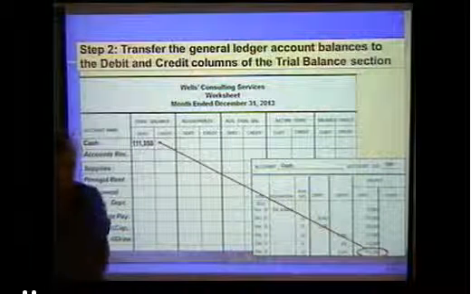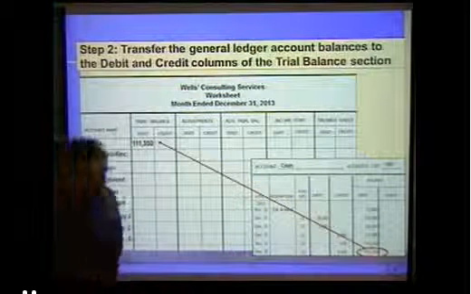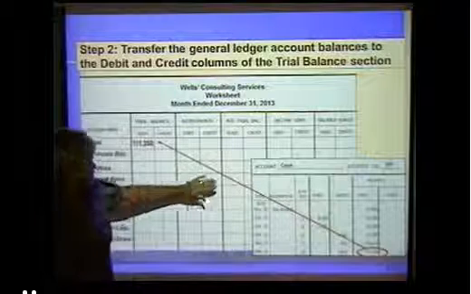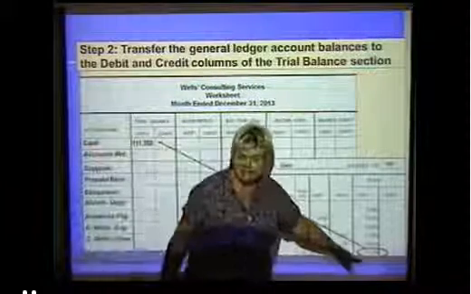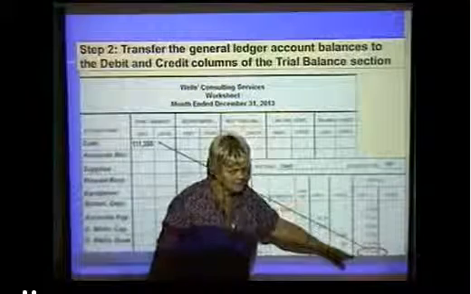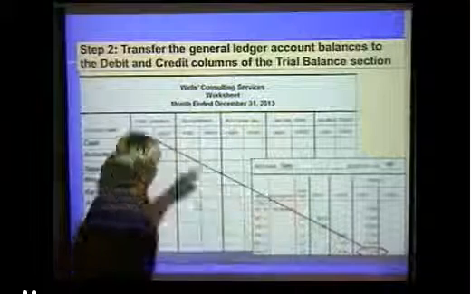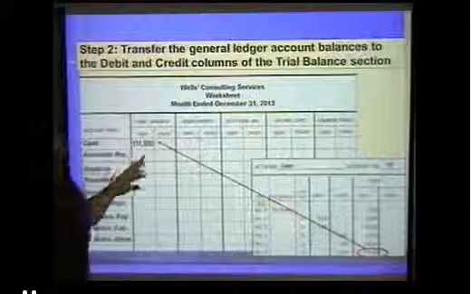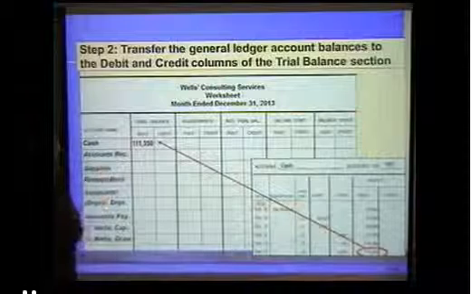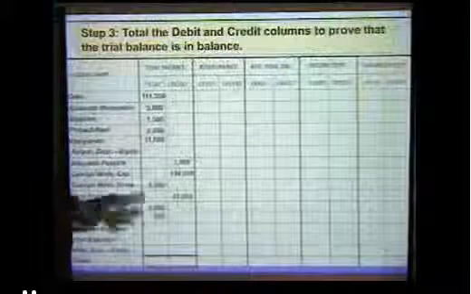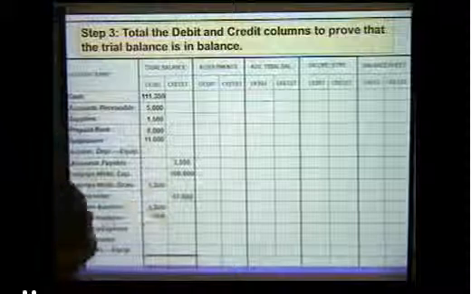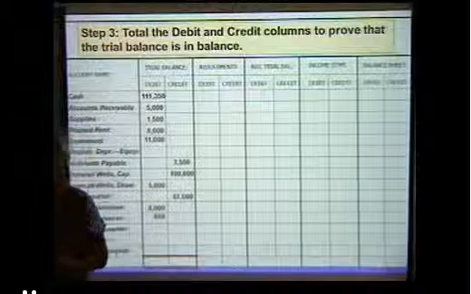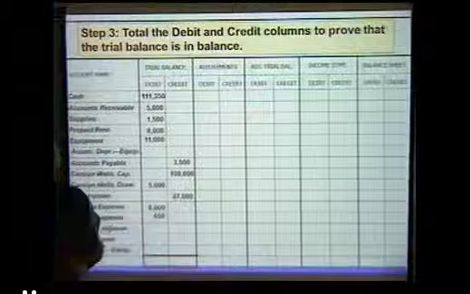Okay, so what we do is we go to our trial balance section, go to each one of our ledger sheets. Here's our ledger sheet, right? Find the balance. What column is it in? That's the debit. Take the balance, write it in the debit column. Everybody okay with that? And we go all the way through and we enter each one of our balances. Okay. And then we total them up.